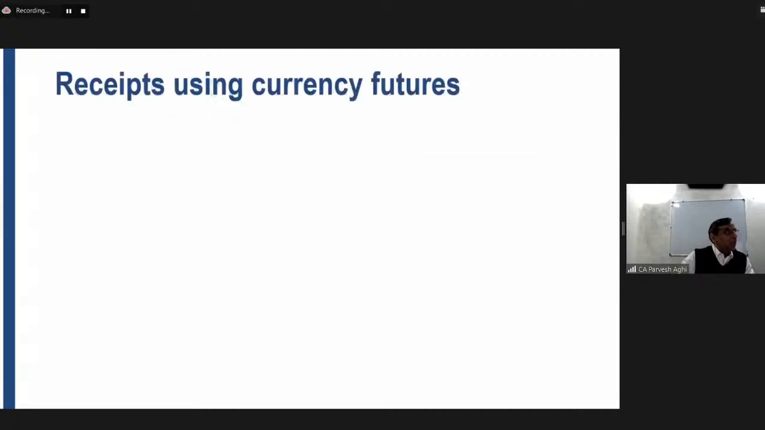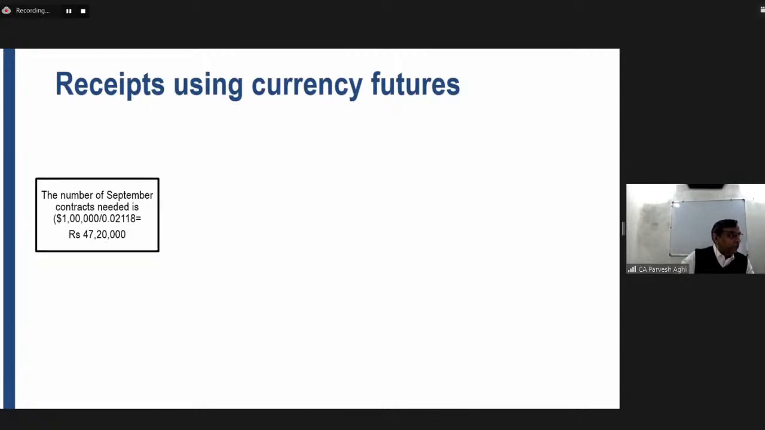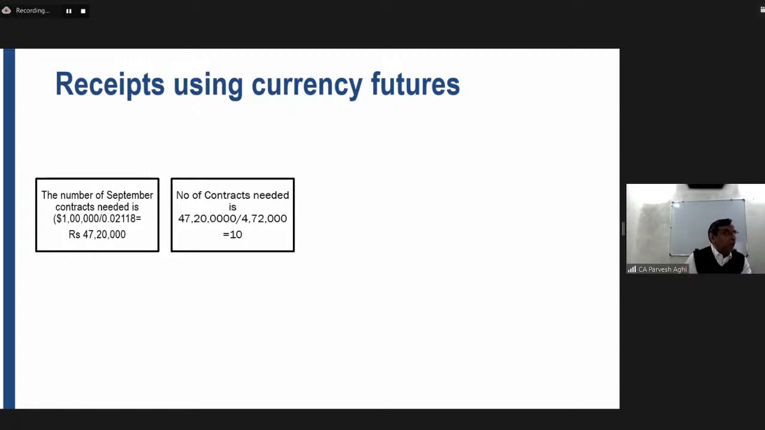Now let's use the currency futures. Please be very careful and listen to this, this is very important. The number of September contracts needed: we know the total value is $1 lakh, and the September future is trading at 0.02118. So it is equivalent to 47 lakh 20,000 as per the September quote. Each contract is of 4,72,000, so we divide 47 lakh 20,000 by 4,72,000 and we get 10 contracts.